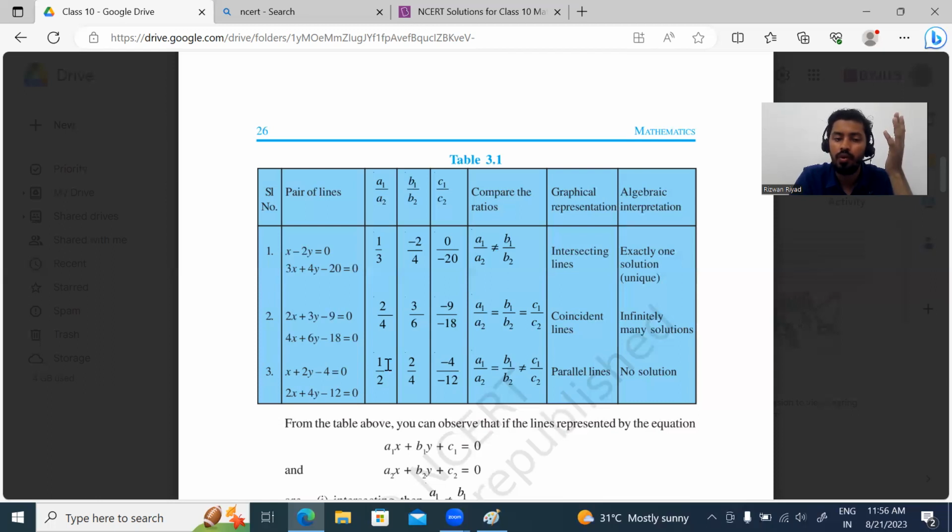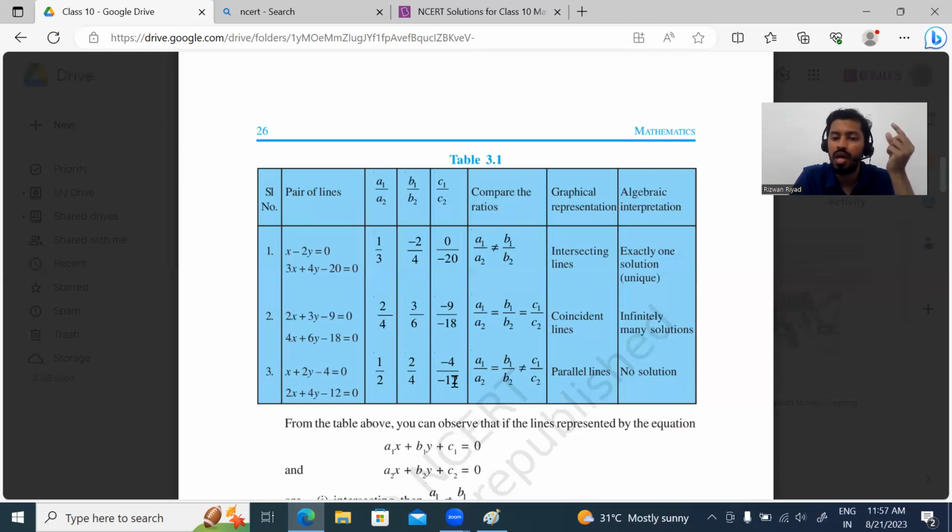What about A1 by A2? A1 by A2 is 1 by 2. And what is B1 by B2? That is 2 by 4. Are they equal? Yes, 1 by 2 and 2 by 4 are equal. Both are half. Both are equivalent fractions. Okay, so we can write A1 by A2 is equal to B1 by B2. They are equal.